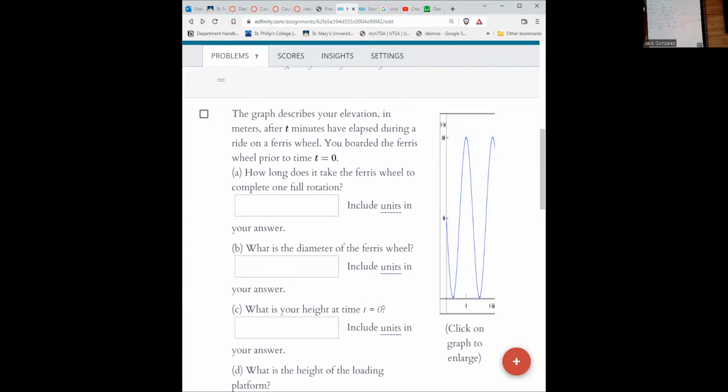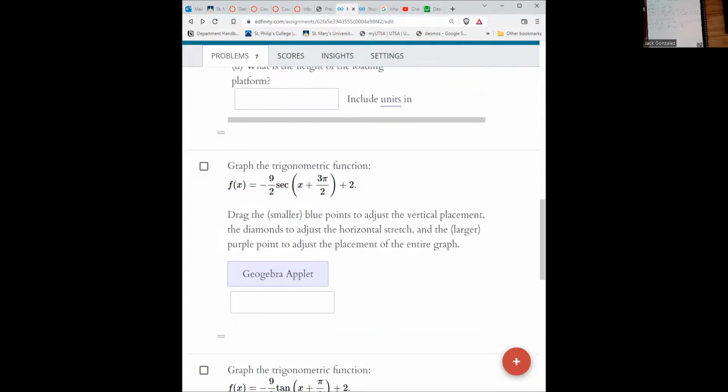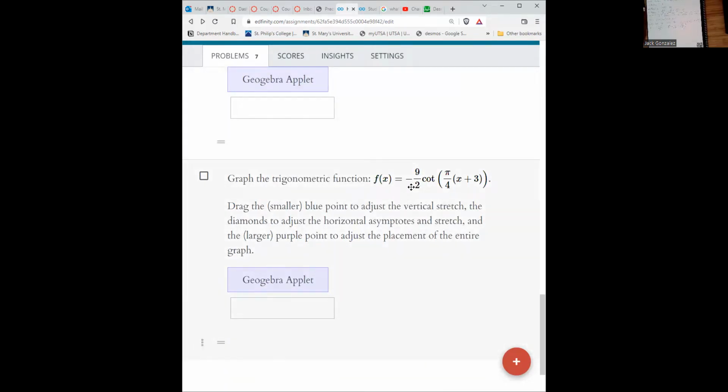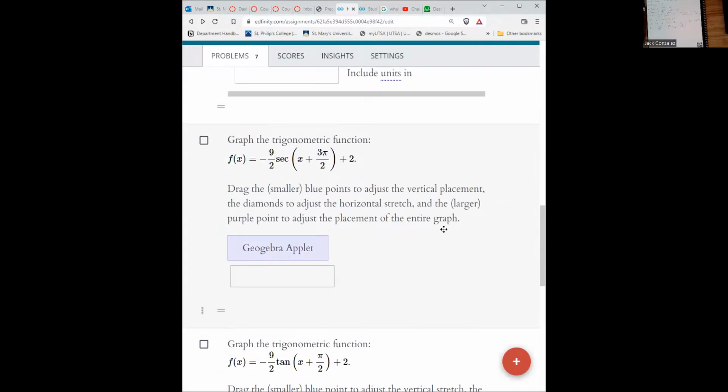Here's more of a conceptual question. I'll let you guys think about that one. But yeah, that's pretty much it. Here you'll have cotan instead of tangent. So just look at the formulas for cotan and tan.